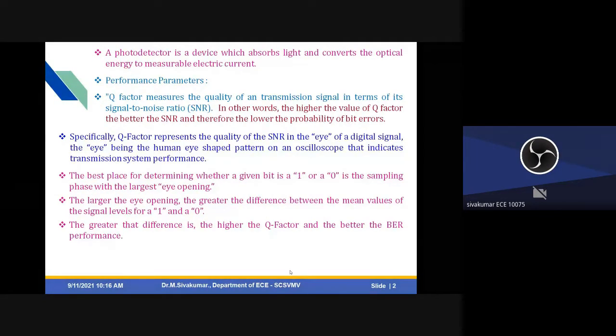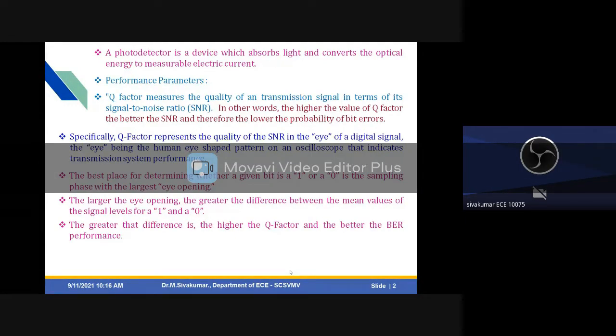Okay, let us see a small introduction about the photodetector in optical communication. The photodetector is a device which absorbs light and converts the optical energy to measurable electric current. That is the function of this photodetector. What are the performance parameters?